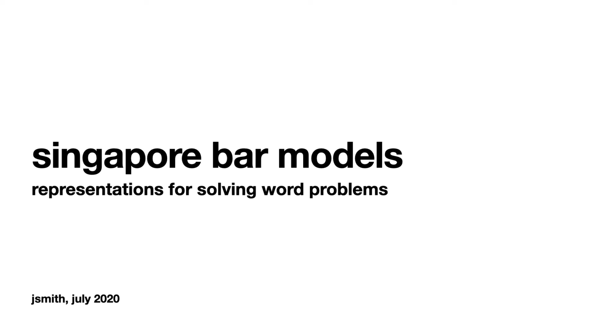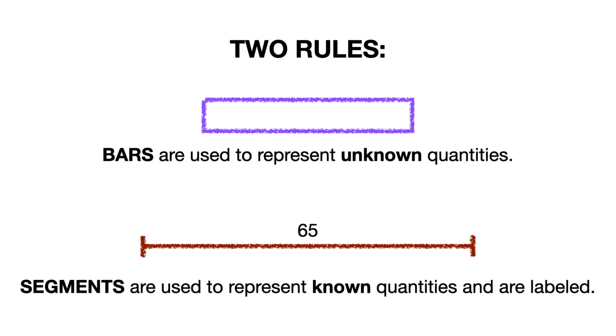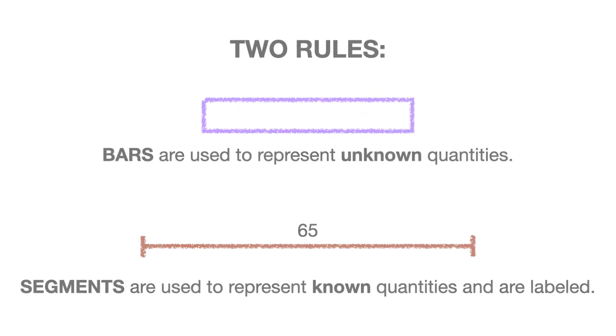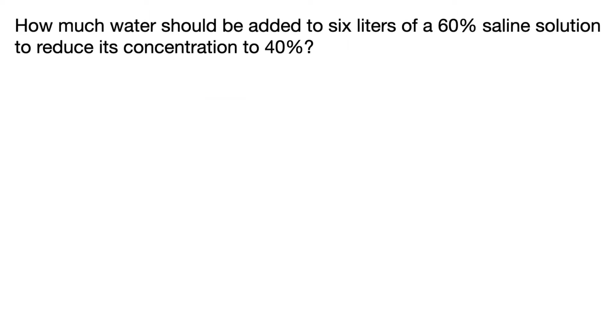Here's a short video providing some information about the Singapore Math program, in particular using bar models to represent and solve word problems. In general, there are only two rules to using the bar model approach. The first is that bars are used to represent unknown quantities, and we use segments to represent known quantities, and they should be labeled. So, let's dive right in.